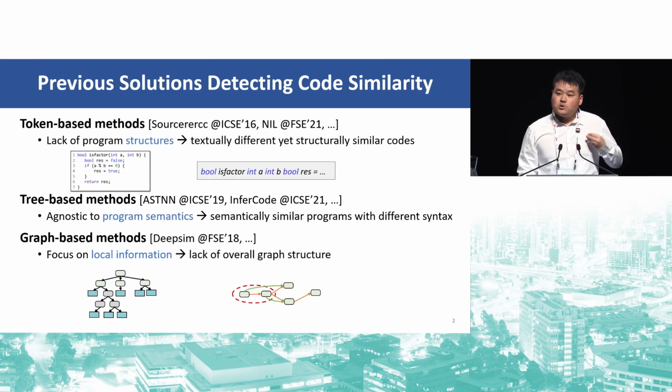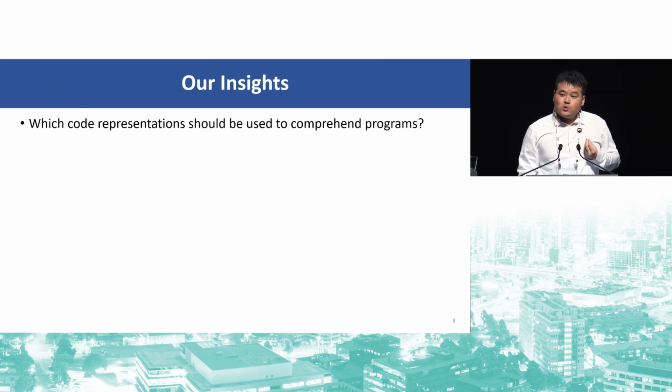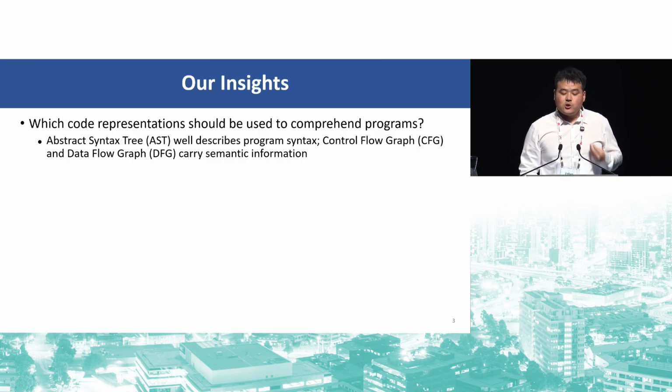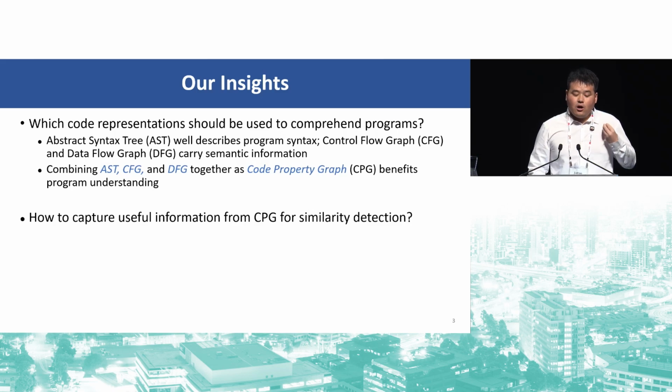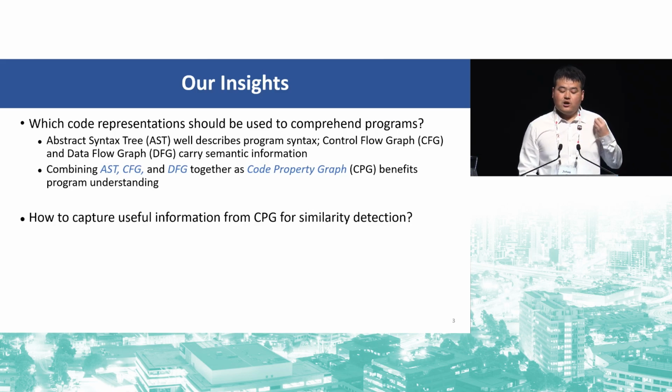Based on this, we aim to design a new approach to learn graph-based code representation for source-level functional similarity detection. To do this, we need to answer 2 questions. First, which code representations should be used to comprehend programs? We know the abstract syntax tree can well describe program syntax. Control flow graph and data flow graph carry semantic information. So, combining abstract syntax tree, control flow graph, and data flow graph together as a joint code property graph can benefit program understanding.